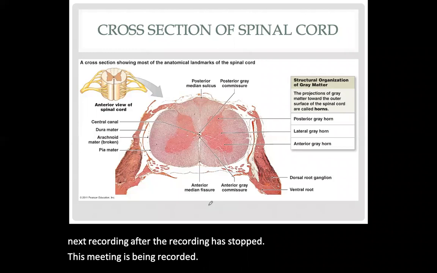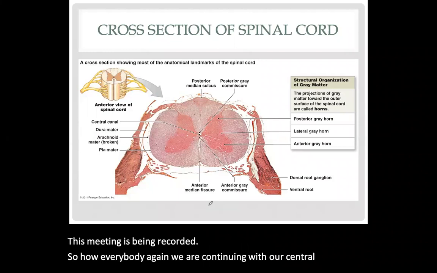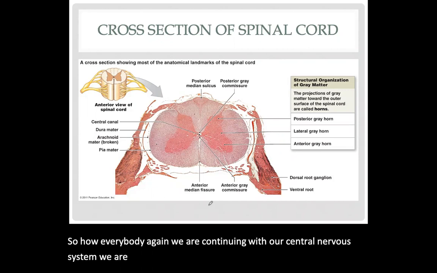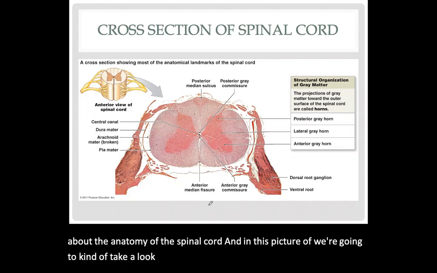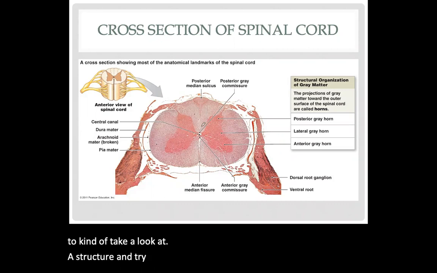So hi everybody again. We are continuing with our central nervous system. We are looking at the spinal cord at this point. We were talking about the anatomy of the spinal cord, and in this picture we are gonna take a look at the structure and try to label them again.